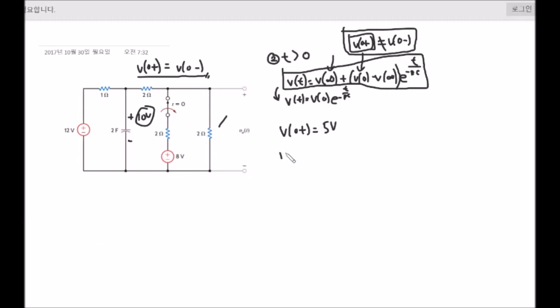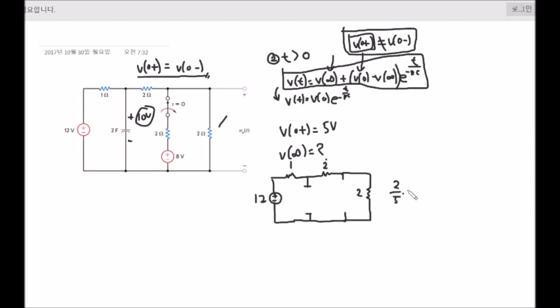The next thing we want to find is the voltage when time goes to infinity. For this, we need to redraw the circuit again. When time goes to infinity, the capacitor no longer has any energy, so it works as an open circuit. The circuit looks simply like this, and using the voltage divider, we see that the final voltage that we get is 24/5 volts.